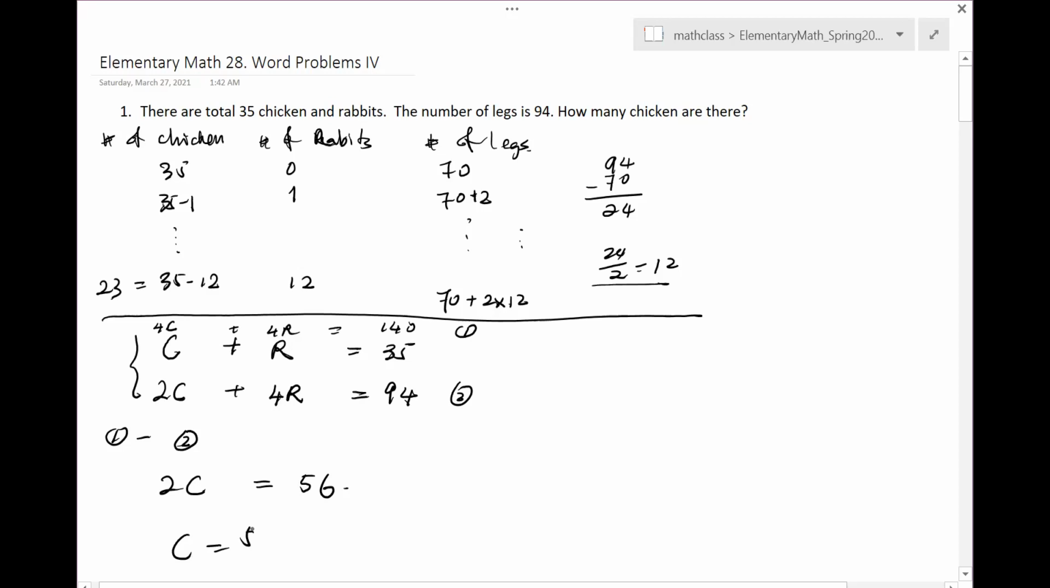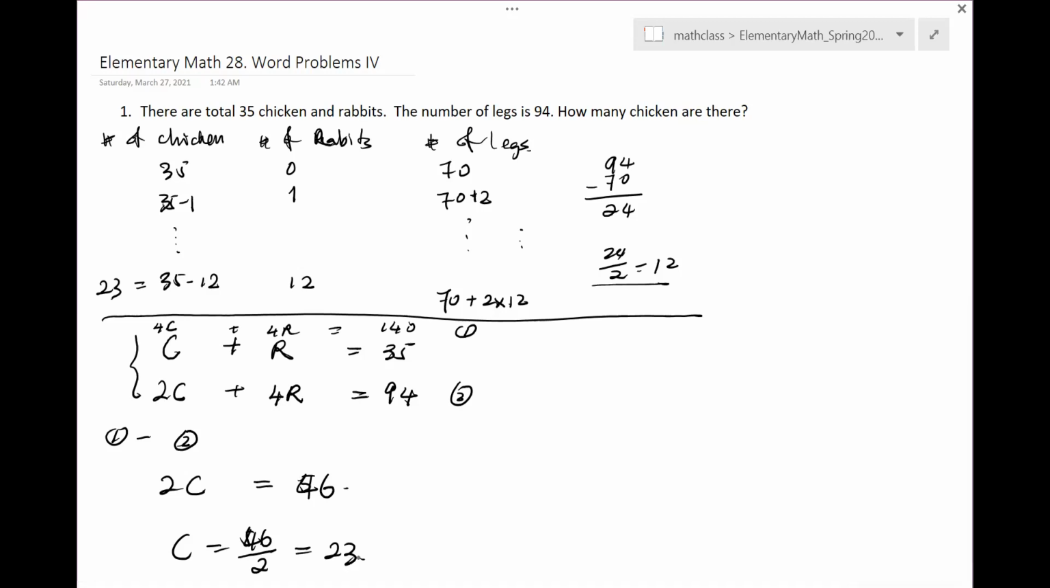Sorry, no, 46. Sorry, that's my mistake. So it's 140 minus 94, which is 46, not 56. So 46 divided by 2 will be 23. So that is the number. We are asking how many chickens, right?